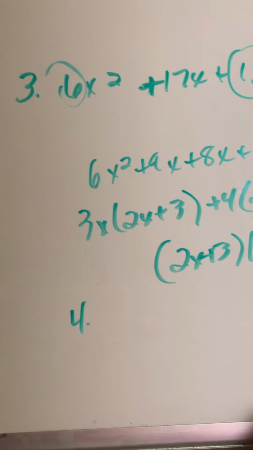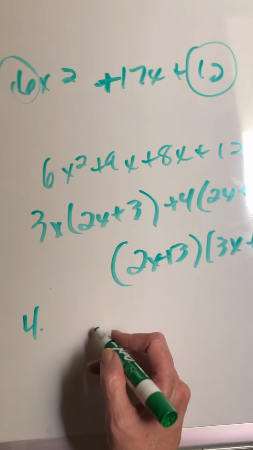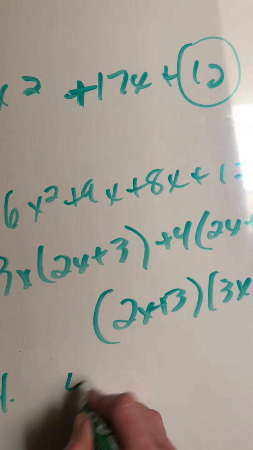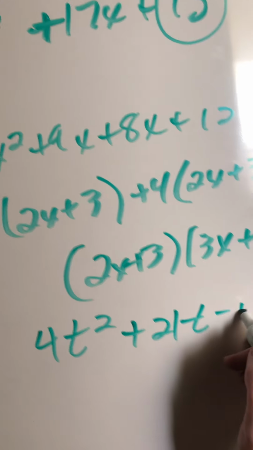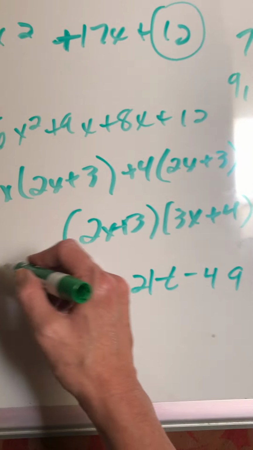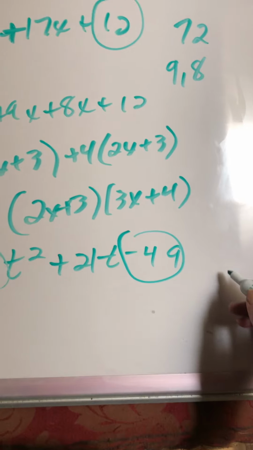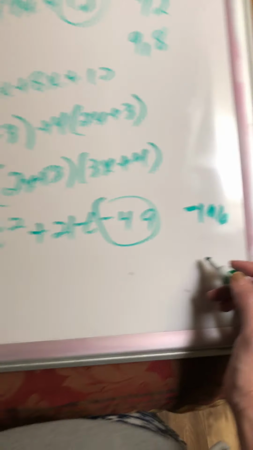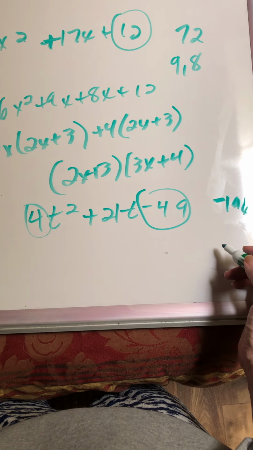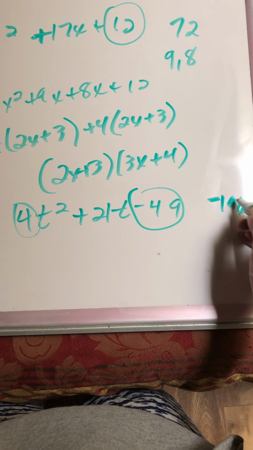Then on 4, I'm going to get you to a certain point and let you finish it. So 4, it should be 4t squared. You've got to put it in order again, plus 21t minus 49. So you have to multiply 4 and negative 49. That gives you negative 196. Okay, so 4t squared plus 21t minus 49 gives you negative 196.